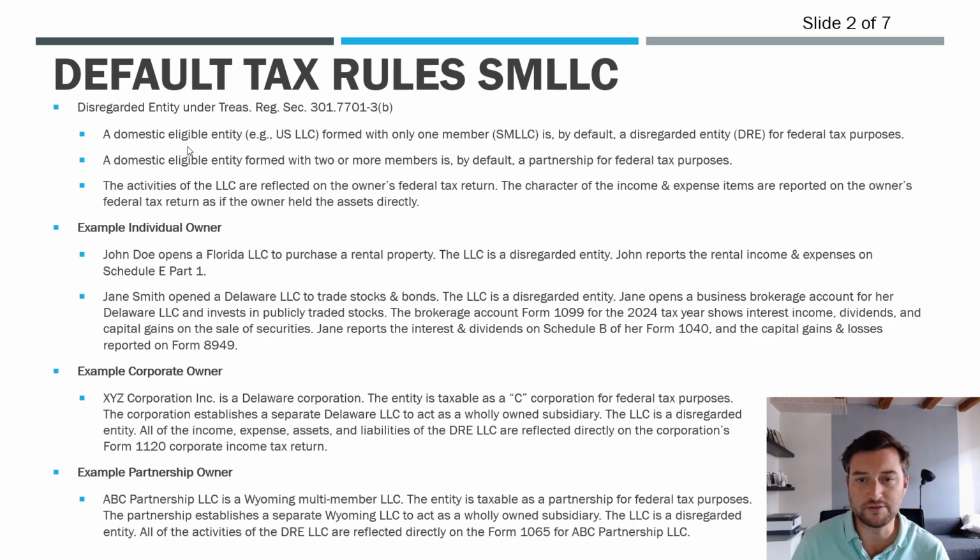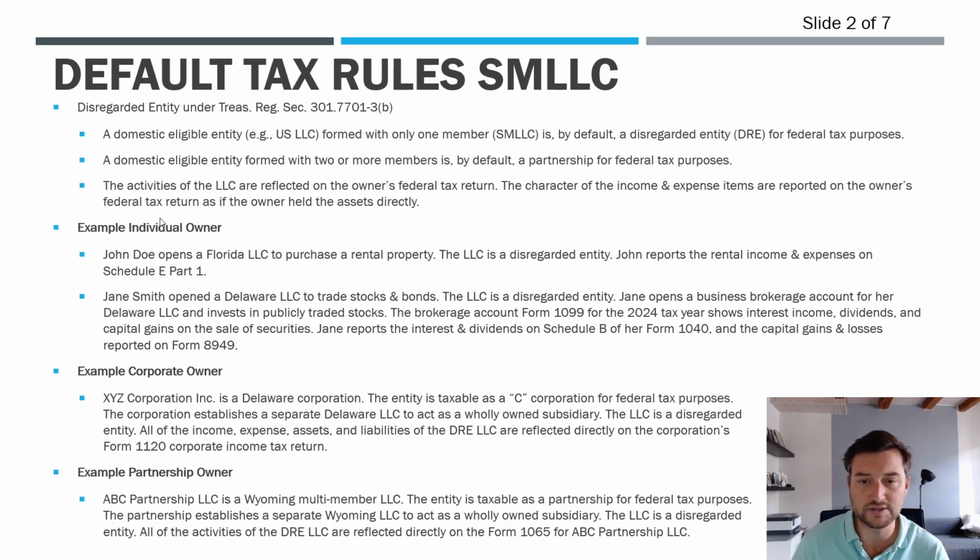So we have domestic eligible entities here. So this would be a U.S. LLC. Domestic meaning that it's an LLC formed within a U.S. state. So Delaware, Florida, New York, whatever you might have. Now, a domestic eligible entity formed with two or more members is going to be, by default, a partnership for federal tax purposes. Again, we're not focusing on the tax rules for multi-member LLCs. We're just looking at single-member LLCs for this purpose.